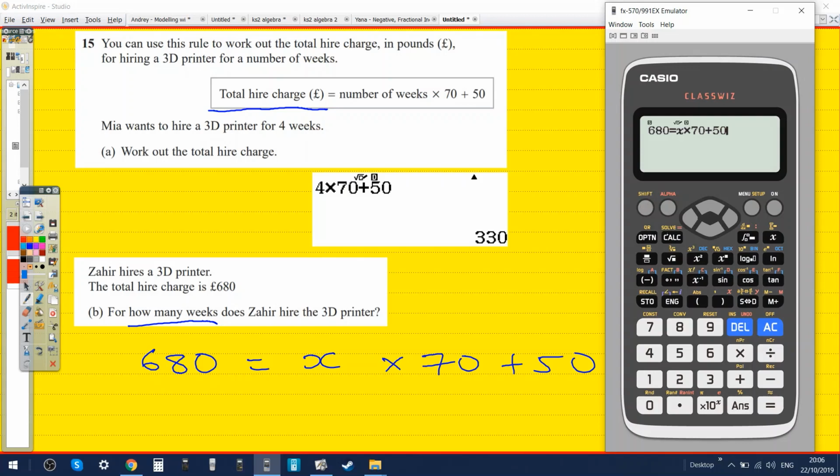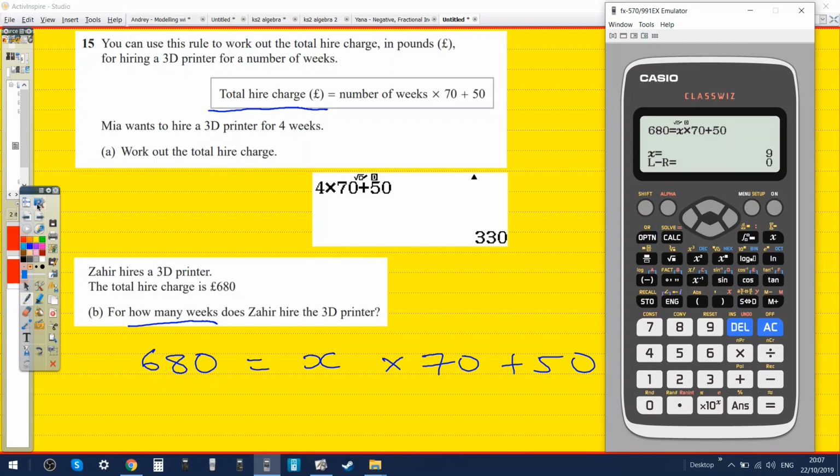Shift calc for solve. See the yellow solve over calc. Shift solve. We have to pick our guess number. I will pick lucky number 7. I bet the answer is 7. Press equals and equals again. X equals 9. Oh, I was close.